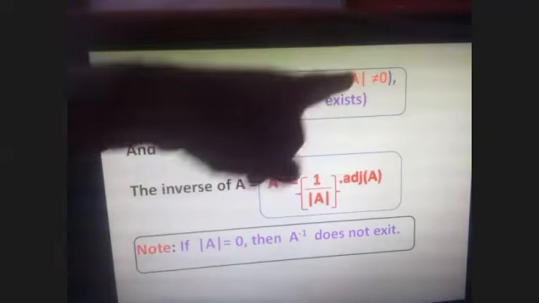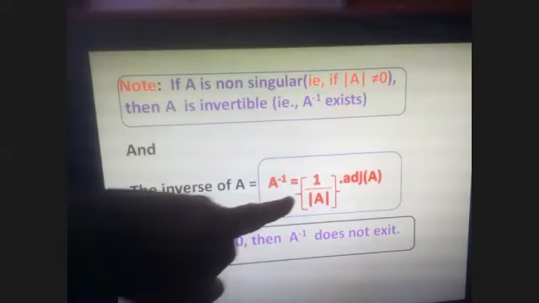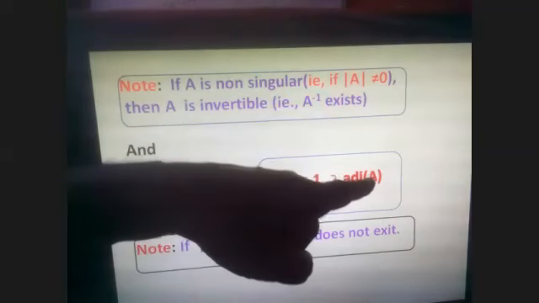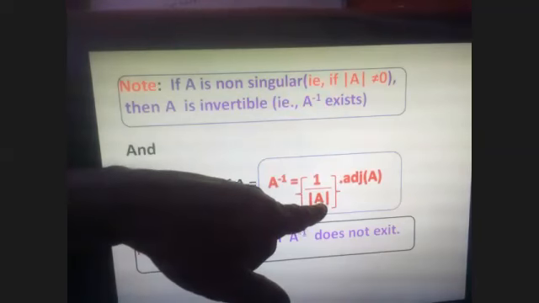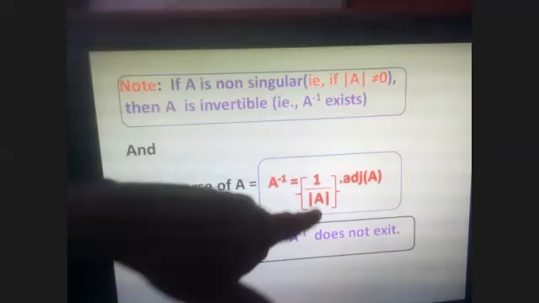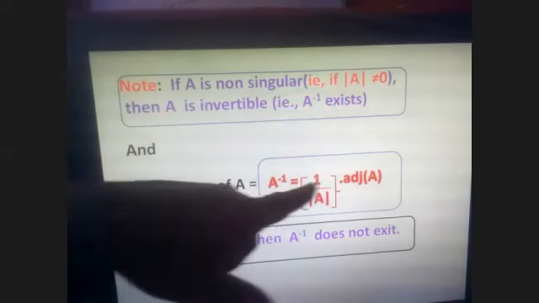If determinant A is non-zero, A is invertible, and the inverse of A is 1 by determinant A into adjoint of A. Now, if you want to find the inverse, you know how to find the determinant first. Then only you can decide whether inverse exists or not. Then we go for the adjoint. Once you get the adjoint, we can write the inverse.